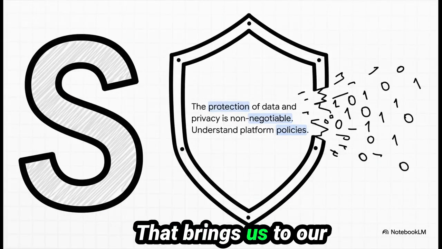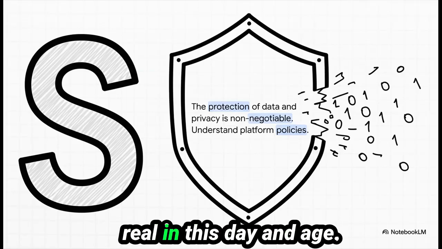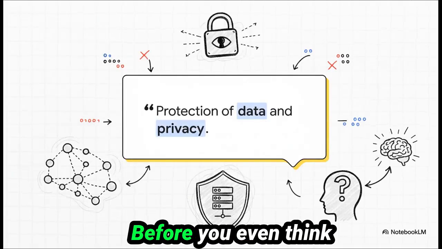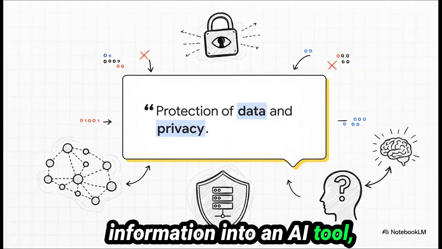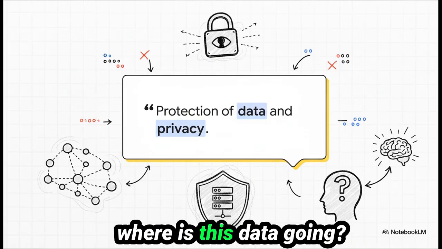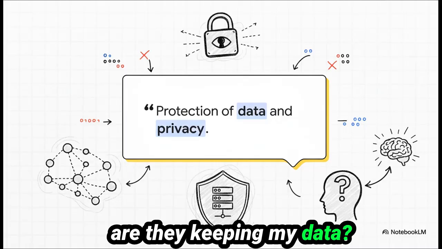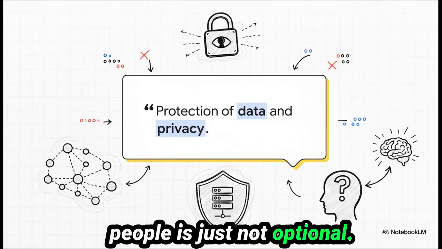And that brings us to our final S, our final principle, security. And let's be real, in this day and age, this one is an absolute non-negotiable. Before you even think about pasting any sensitive information into an AI tool, you have got to ask yourself, where is this data going? What's the company's policy on security? And how long are they keeping my data? Protecting your data, and especially the data of other people, is just not optional.